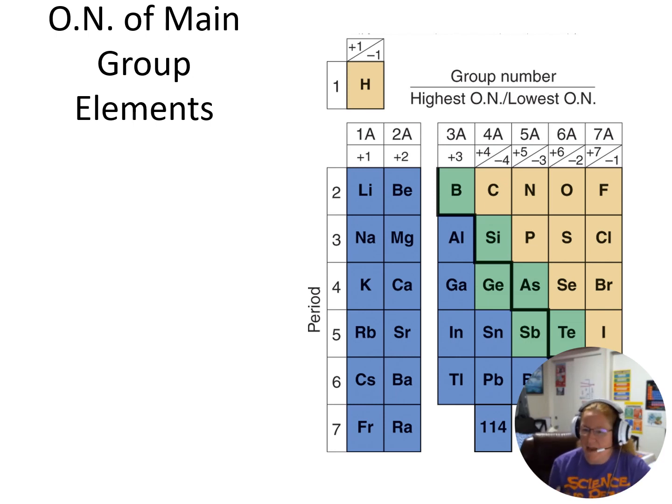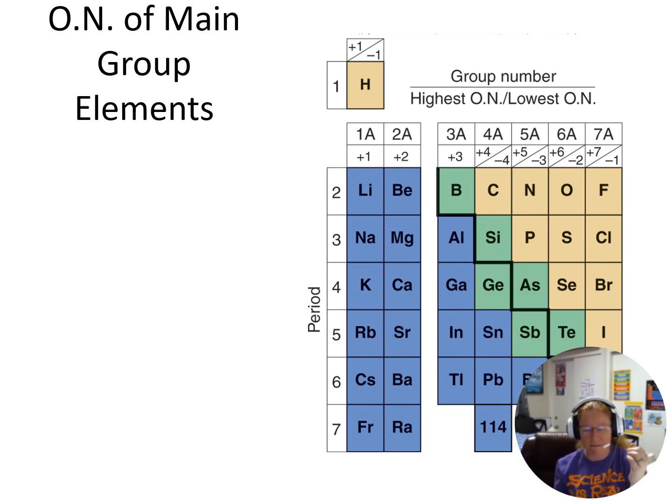Now, our group 3A will do a +3 because those are the ions they form. When we get into group 4A, when we start looking at the nonmetals, we can get as high as +4 and as low as -4. Our group 4As have 4 valence electrons. So theoretically speaking, we could gain 4 more, or we could lose 4. And so we have that range.